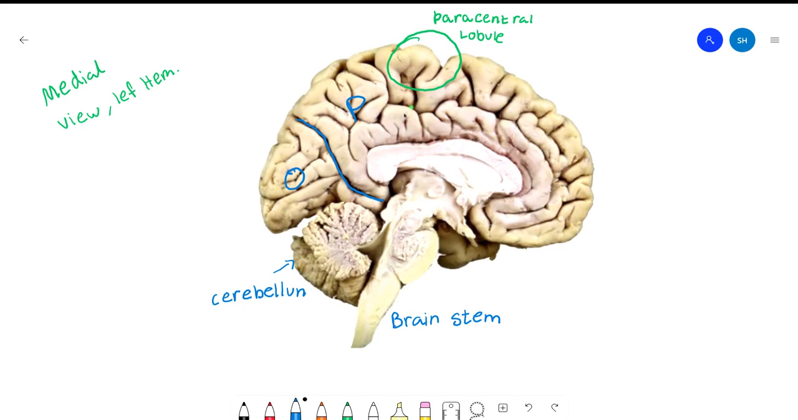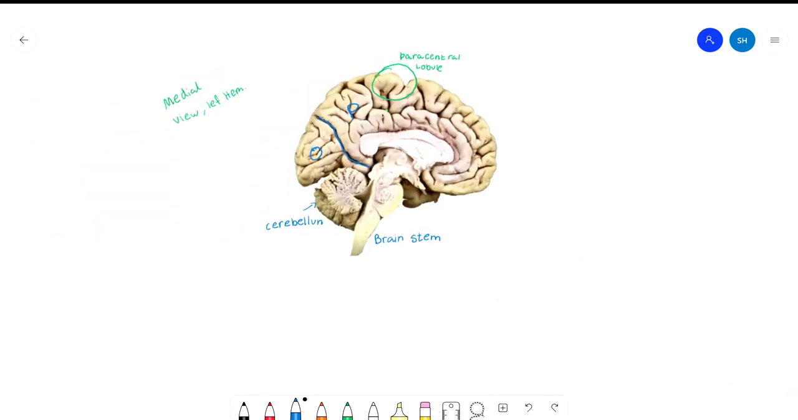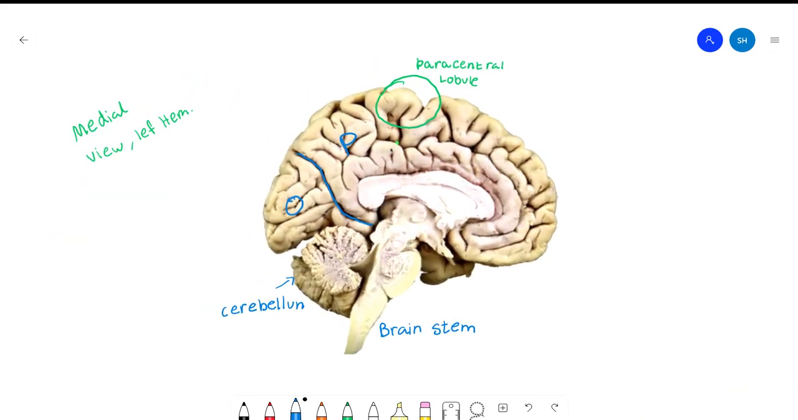If we go back to the lateral view, there is not really a specific boundary between the parietal lobe and the occipital lobe, and that's the reason there's the perioccipital sulcus. Now back to the medial view.